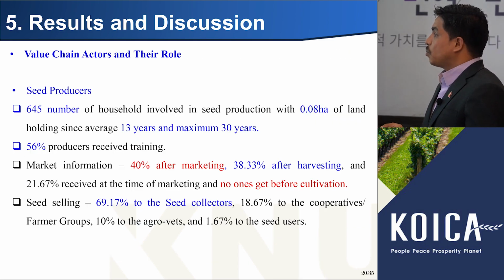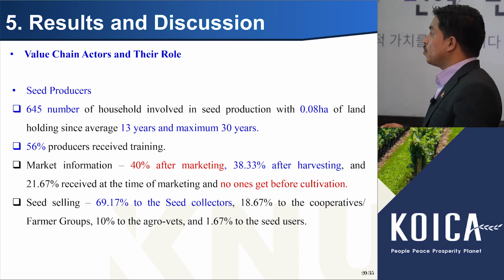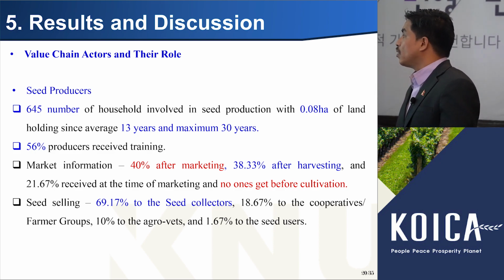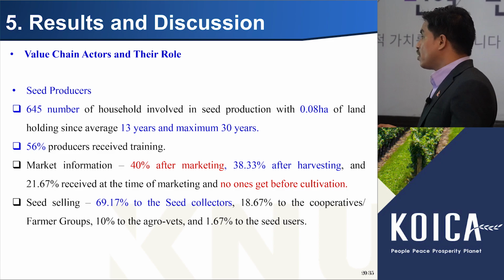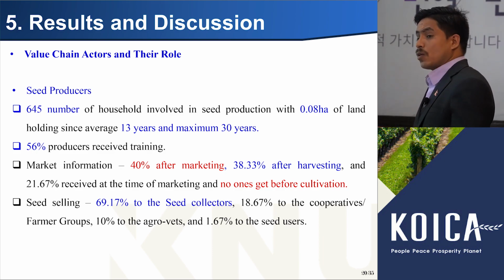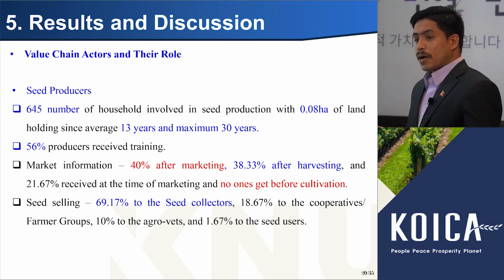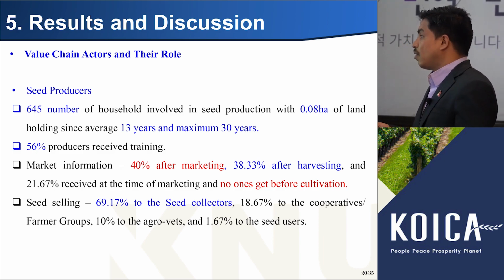Again, 645 households are involved in seed production with 0.08 hectare of land holding, for 13 years to a maximum of 30 years, and 56% of producers received training. On market information, 40% of farmers get the information after marketing, 38.3% after harvesting, and 21.67% receive it at the time of marketing. No one gets it before cultivation. That means there is a marketing problem, because 40% of farmers get the market information after marketing.